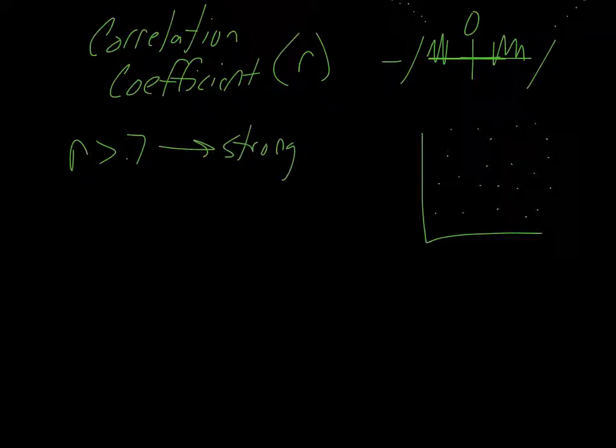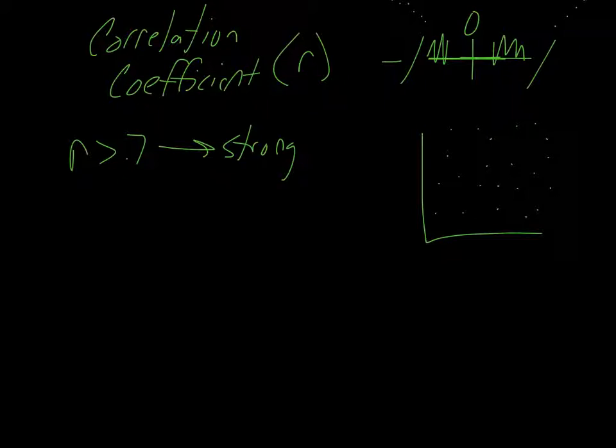If it gets higher, 0.8, 0.9, 0.9 is very, very strong. You're getting really close to that positive 1. If R is less than 0.5, or around 0.5, we're going to say that that's weak. And as we get closer and closer to 0, then we get to no correlation. So as R gets closer to 1, the strength goes up. As it gets closer to 0, the strength goes down.